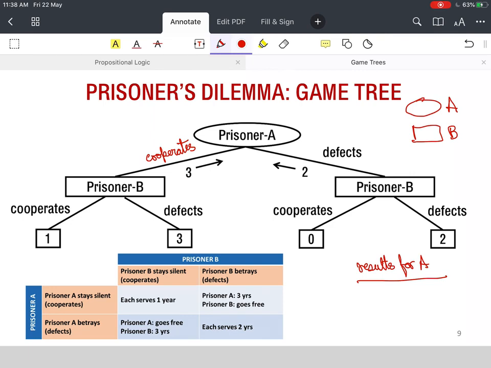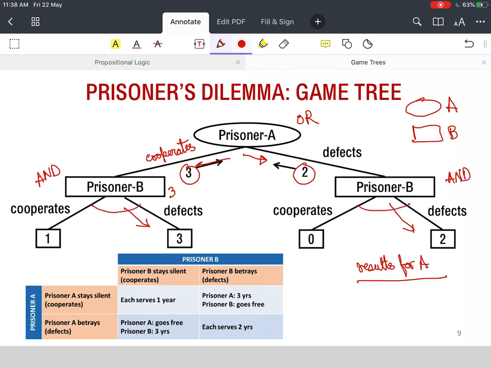Since these are all the results for A, then B will obviously put A into the worst case and produce 3, this direction. Here also B will produce the worst case. This is how A will analyze. And therefore, this and this will give you the option of 2 years and 3 years, and from here A will choose the best case.